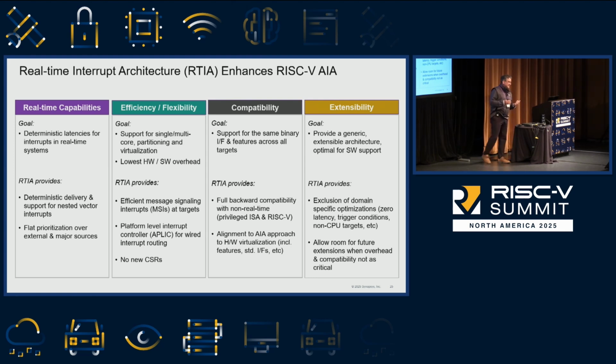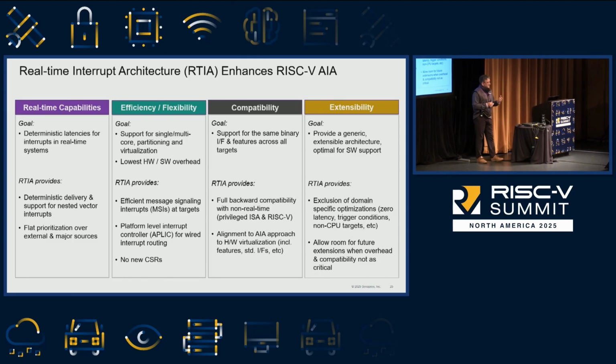And then flexibility, so basically being able to support single core, multi-core, and virtualization. It supports non-virtualized as well as virtualized architectures, and it doesn't cost any new CSRs. So that's pretty important as well. You're not adding overhead by additional CSRs.